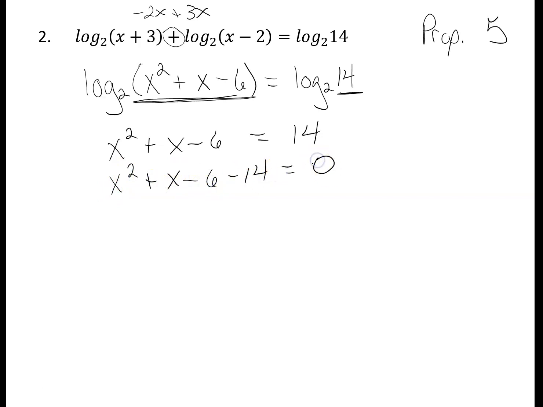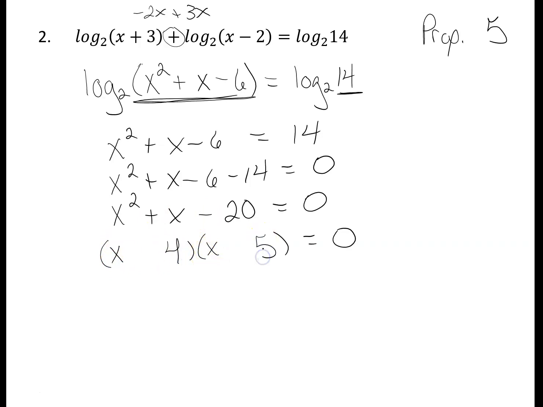That'll give us 0 on the right. Combine like terms. Negative 6 minus 14 is negative 20. And factor if we can. So, do we have factors of 20 that subtract to be 1? We do. We have 4 and 5. Different signs, larger positive. So positive 5, negative 4.